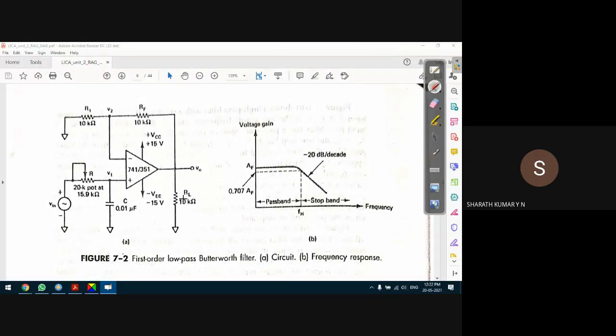In this circuit, if you observe, by the way, what kind of circuit is this? Since we are applying the input voltage to the non-inverting input terminal, it is basically a non-inverting amplifier. The inverting terminal is connected to ground through the feedback network. That means the feedback is negative.